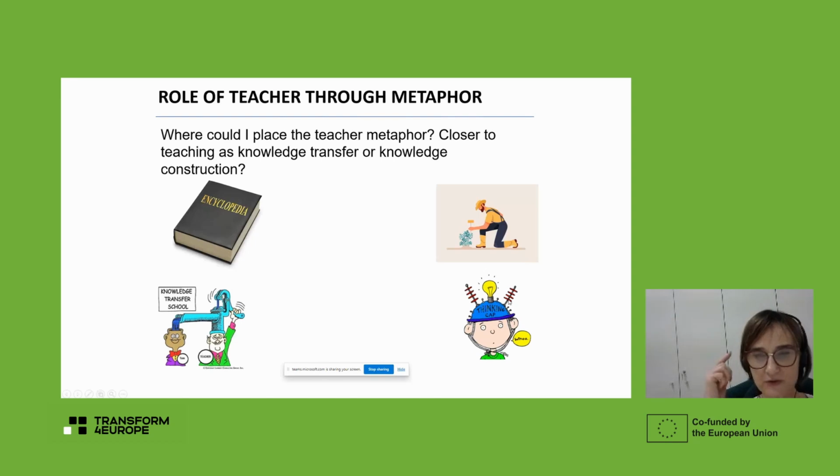Now, I would like to encourage you also to think about the metaphors which you mentioned in the chat. Where would you place these metaphors on this continuum? Closer to teaching as knowledge transfer or knowledge construction? Maybe think a little bit about this. I have the metaphors here, and clearly some of you already mentioned gardening. I like one of you mentioned gardener of minds, planting knowledge. Perfect, it really goes with the idea of construction.